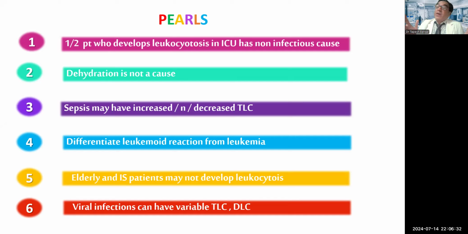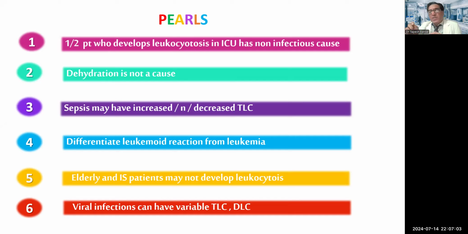So how will you make out? Just simply order a peripheral smear and ask the pathologist to look for toxic granules or Döhle bodies. When the pathologist looks at the neutrophils in the peripheral smear, if he is able to identify toxic granulations, that means it is an infection and not a leukemia. Very simple test.